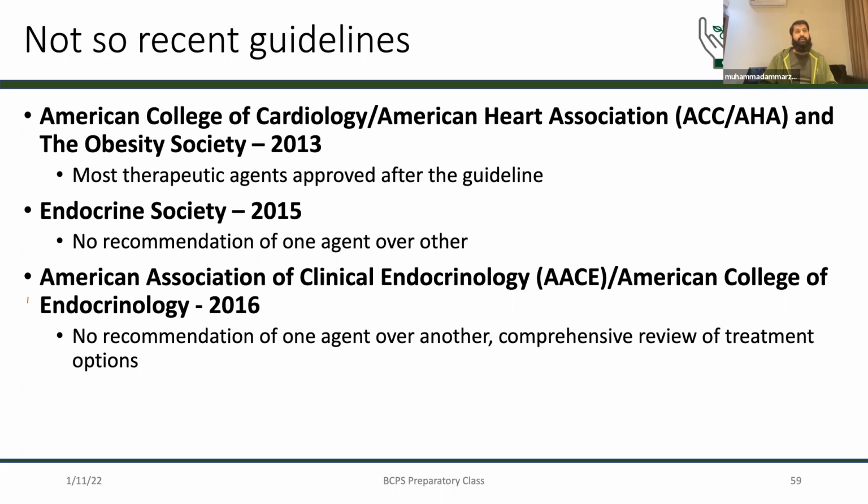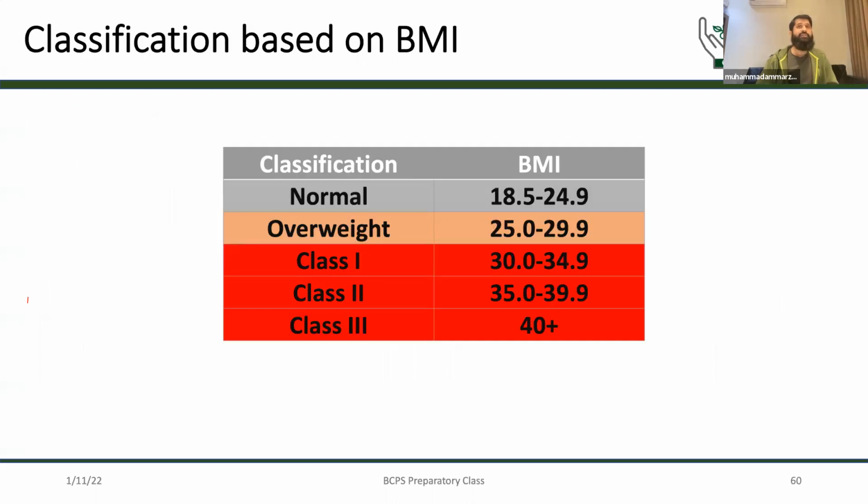The Endocrine Society has a guideline which was published in 2015. They have not recommended any agent over another. They have just given a good overview of all the agents which are available. The American Association of Clinical Endocrinology and American College of Endocrinology have guidelines published in 2016. Again, there is no recommendation of one agent over another, but there is a comprehensive review of treatment options in these guidelines. If you want to look at which treatment options, pharmacological and non-pharmacological, are available, you can go and look into the guidelines. So classification is based on BMI.